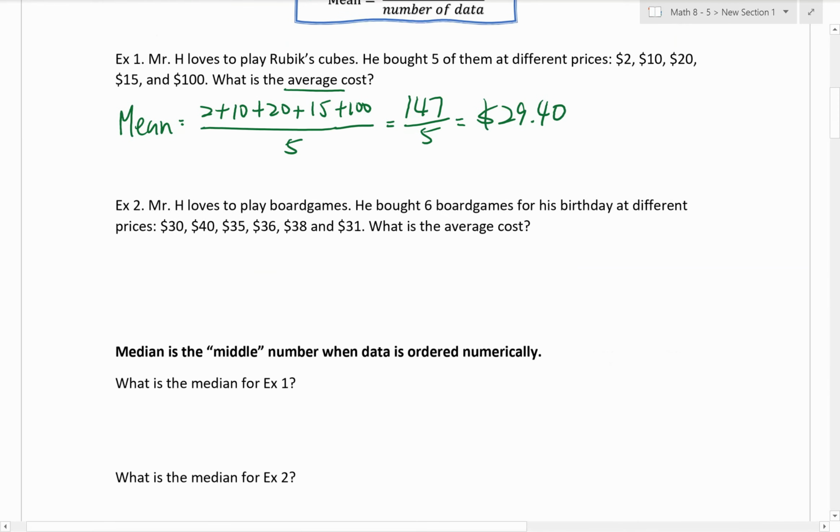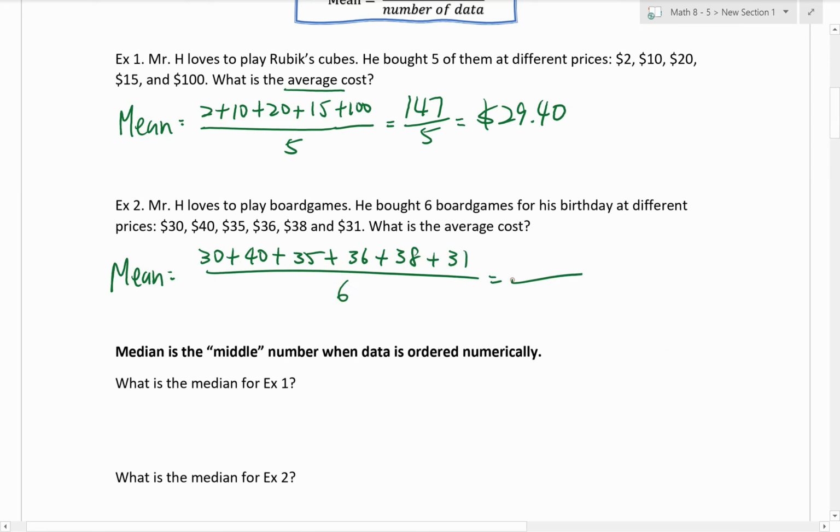Here's example number 2. Mr. H also loves to play board games. He bought 6 board games for his birthday at different prices: 30, 40, 35, 36, 30, and 31. What is the average cost? Again, we're looking for the average cost, which means we're looking for the mean. We add up all the prices and divide by the number of board games he bought, which is 6.